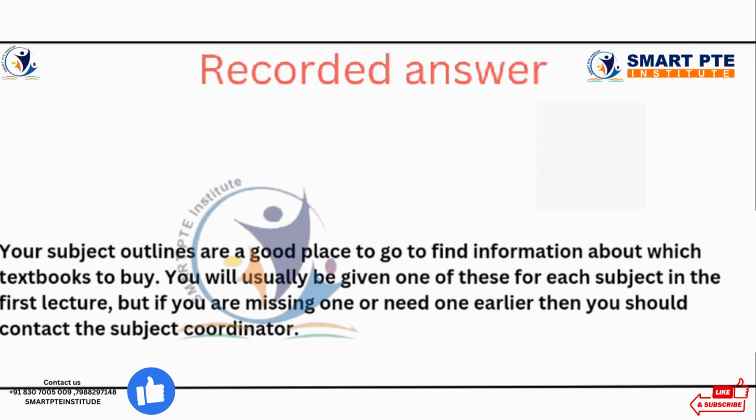Your subject outlines are a good place to go to find information about which textbooks to buy. You will usually be given one of these for each subject in the first lecture, but if you are missing one or need one earlier, then you should contact the subject coordinator.